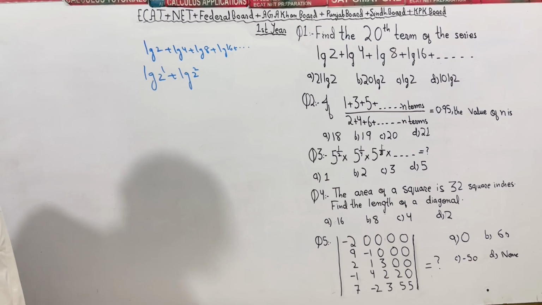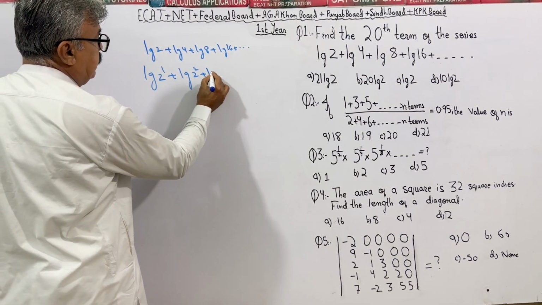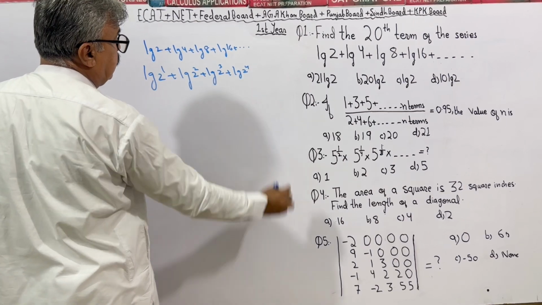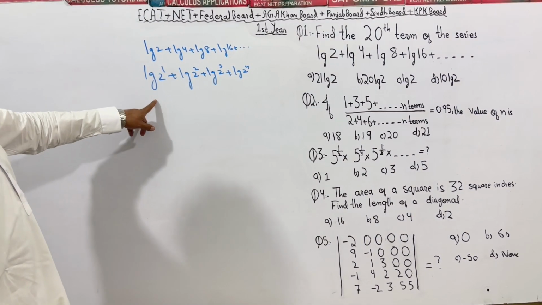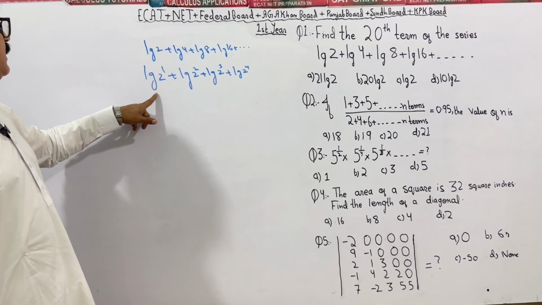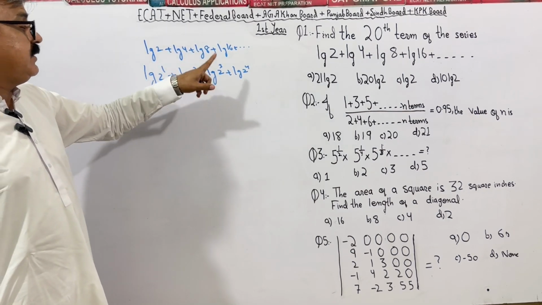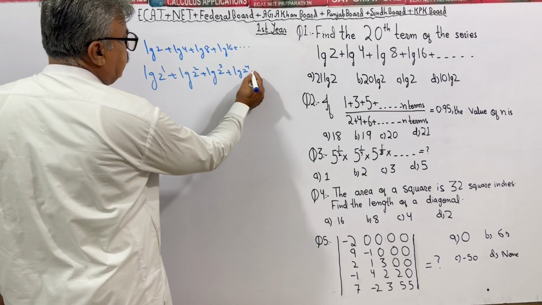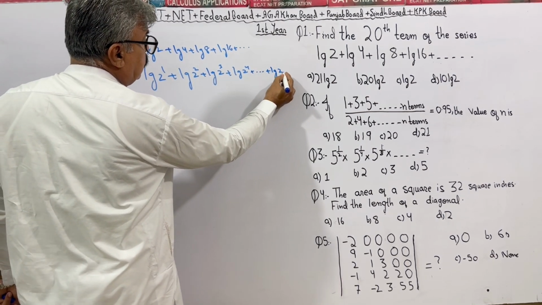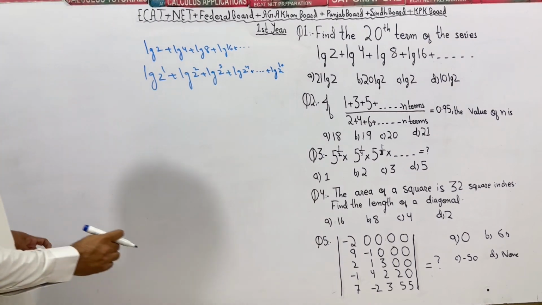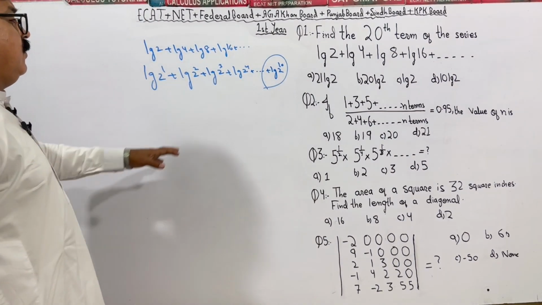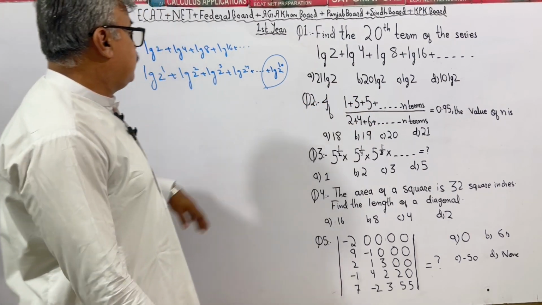4 can be written as 2 squared, 8 can be written as 2 cubed, and 16 as 2 raised to 4. Our first term is log of 2 to the power 1, then 2 squared, 2 cubed, and so on. We can easily determine that the 20th term is log 2 raised to 20. If you look at the options, that is not the case.